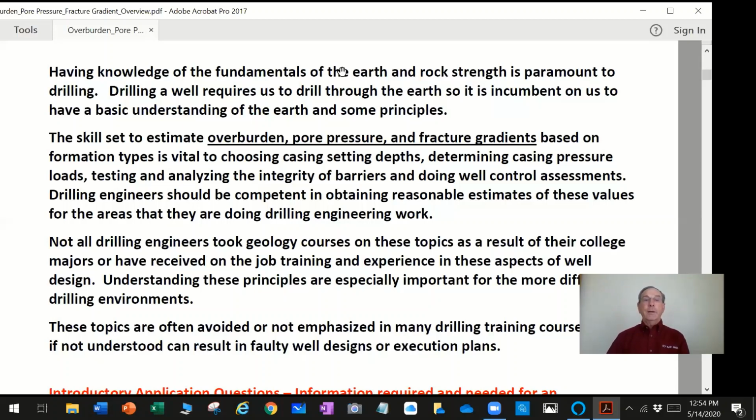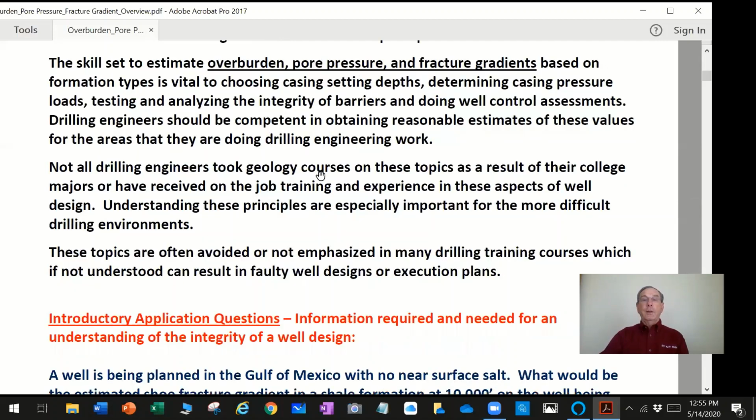Not all drilling engineers took geology courses on these topics as a result of their college majors, or have had on-the-job training and experience in these just due to the place where they were working. So understanding these principles is especially important for the more difficult drilling environments. These topics are often avoided or not emphasized in many drilling training courses, which, if not understood, can lead to some faulty designs and execution plans.